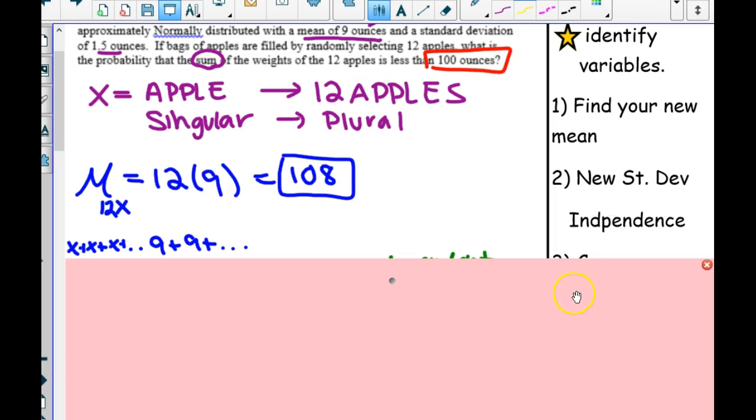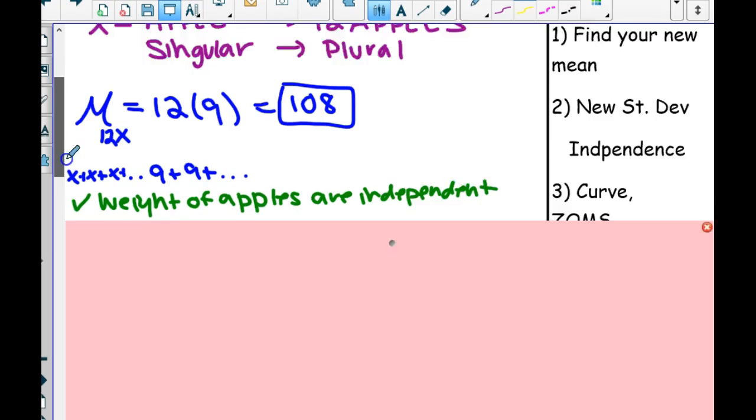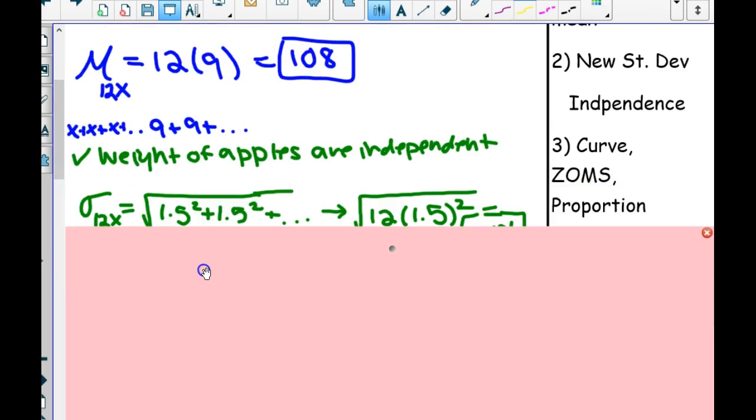Make sure to check the condition of independence, which I did here. Weight of apples are independent. The standard deviation of one apple is 1.5. Okay, so now we have 12 of these. So we would take 1.5 squared plus 1.5 squared plus we have to do this 12 times. Well, it would just be easier.